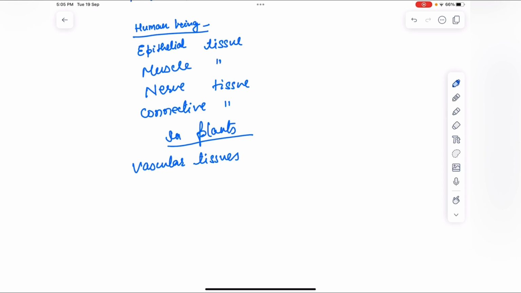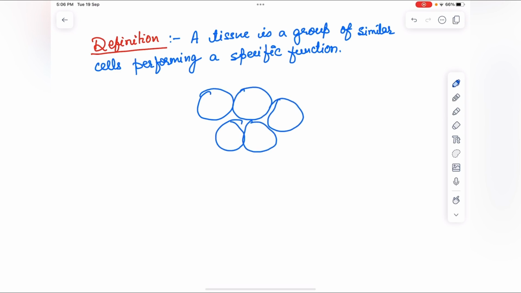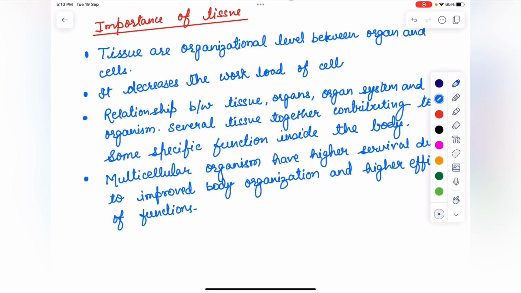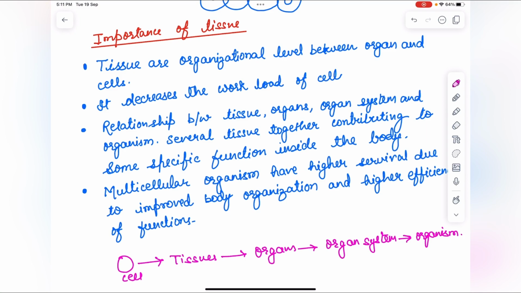So we'll start. What is the definition of tissue? A tissue is a group of similar cells performing a specific function. Importance of tissues: tissues are an organizational level between organ and cell. A group of cells forms tissues, tissues form organs, organs form organ systems, and organ systems form an organism. Second point, it decreases the workload of the cell.